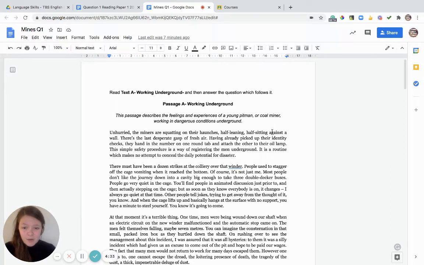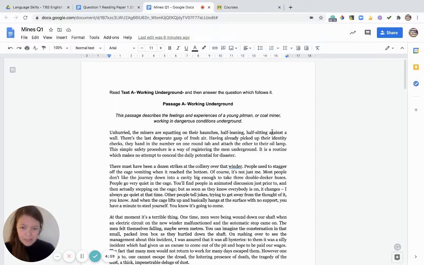There must have been a dozen strikes at the colliery over that winder. People used to stagger off the cage vomiting when it reached the bottom. Of course, it's not just me. Most people don't like the journey down into a cavity big enough to take 3 double-decker buses. People go very quiet in the cage. You'll find people in animated discussion just prior to, and then actually stepping on the cage. But as soon as they know everybody is on, it changes. I always go quiet at that time.